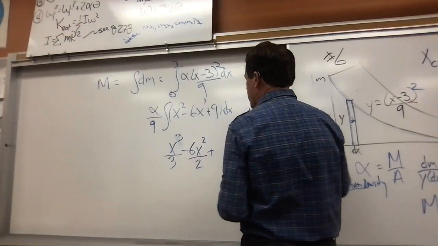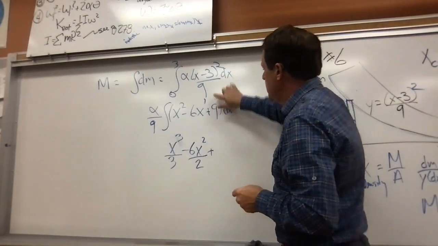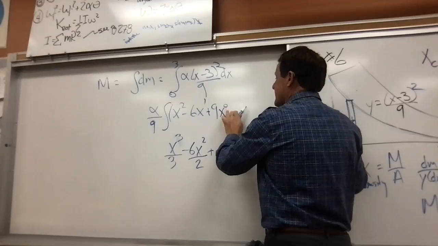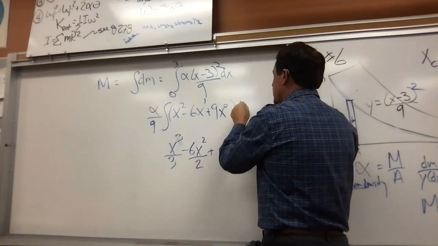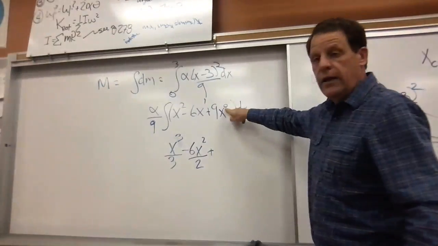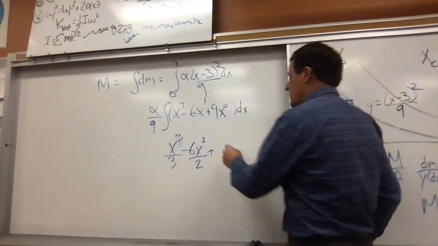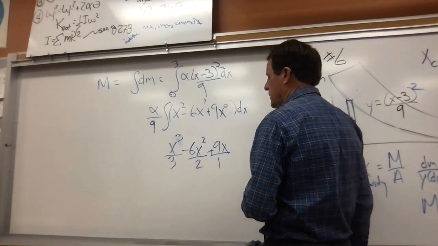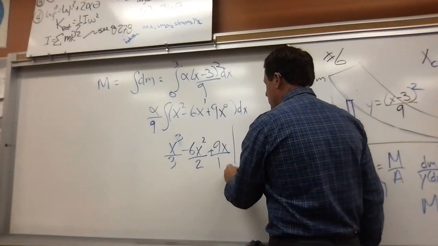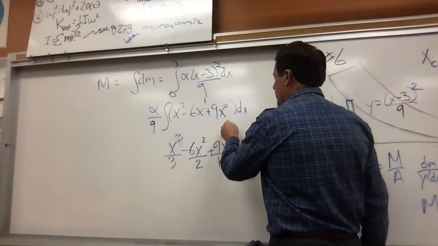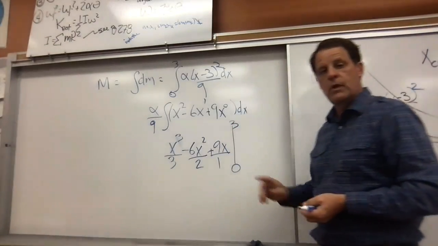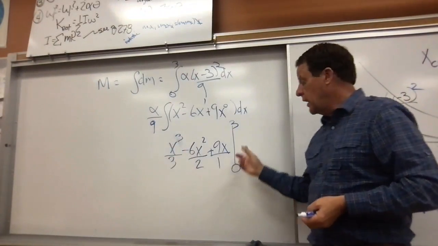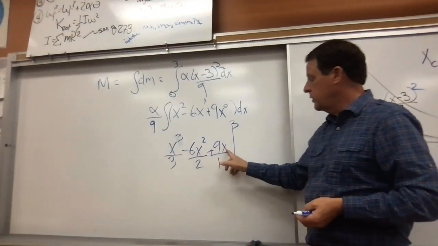Now, this one right here is 9. You guys, this is 9x to the 0. And so we're going to raise 0 plus 1, which is going to be 9x, and then we're going to divide that by 1. Okay, and now we are going to evaluate it from 0 to 3. So we're going to plug in this 3 into all these variables, 3, 3, and 3.